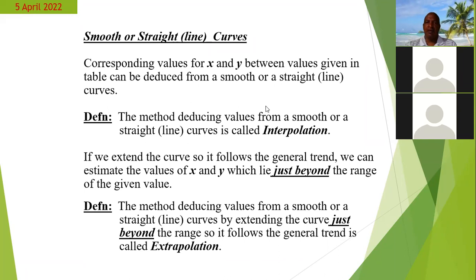All right, guys, from this, you should now understand that to find values between the values in the table, you can use a straight line or a curve to find these values, and the method is known as interpolation. And if you extend the curve or the line just beyond the range of the table to find values outside the range of the table, this method is known as extrapolation.